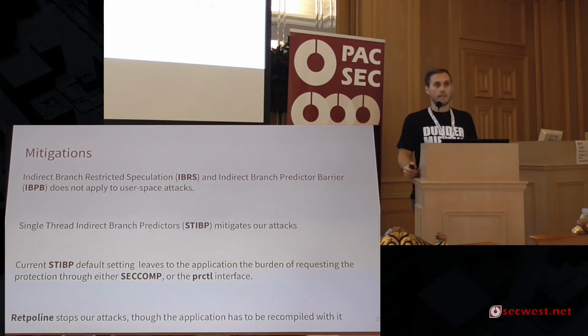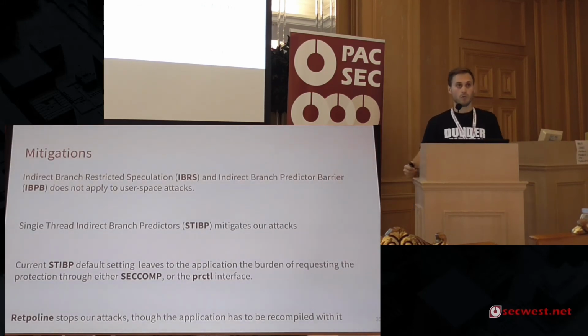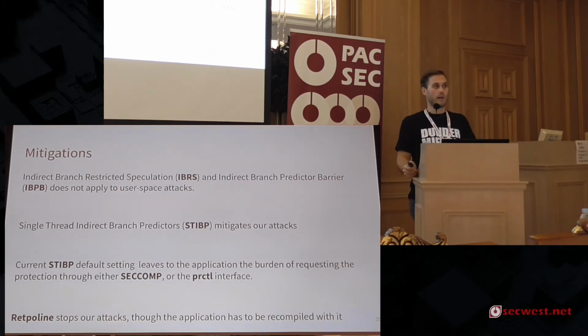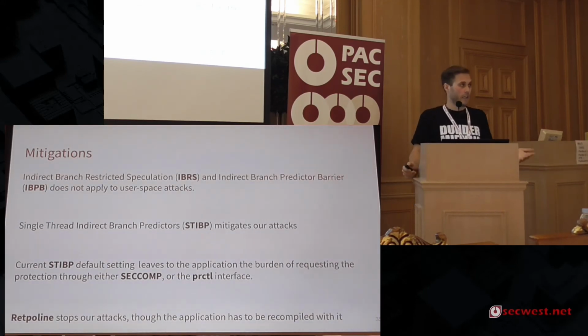Finally, retpoline as a mitigation for indirect calls would work, but the problem is that you need to recompile each one of the applications and each one of the indirect calls with retpoline, and this hasn't been done yet in user space for user space applications.